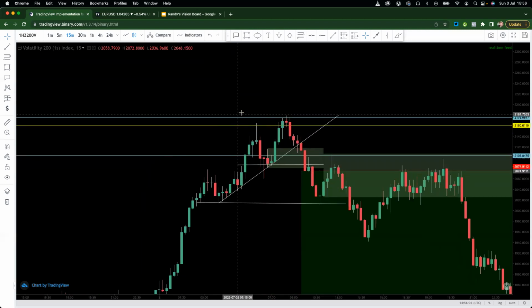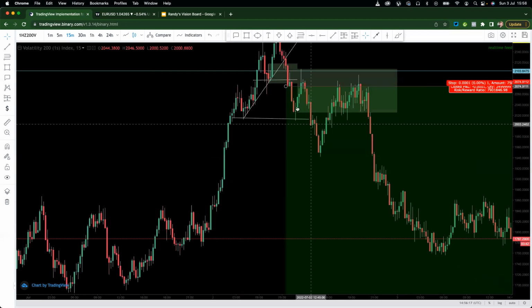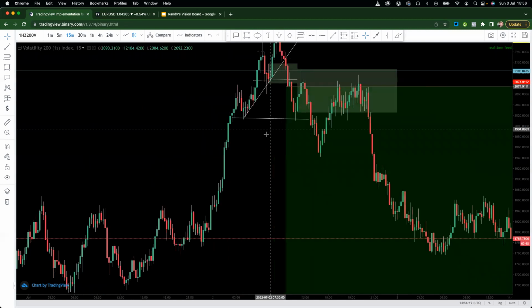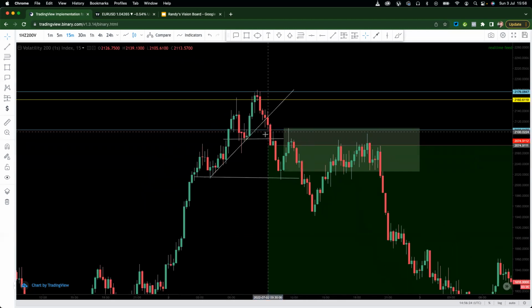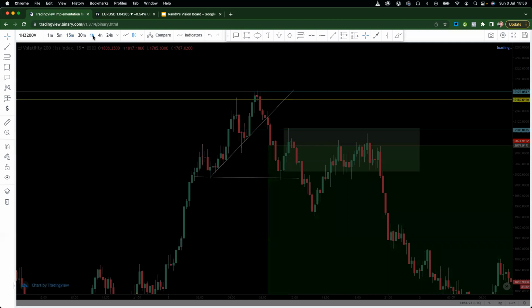With this imbalance thing added to the strategy, man, we're just gonna start killing now. It's just patience. And now, if you had missed this entry, don't worry, man. There's plenty of opportunities on the way down. So if I go to 1 hour for instance, okay.